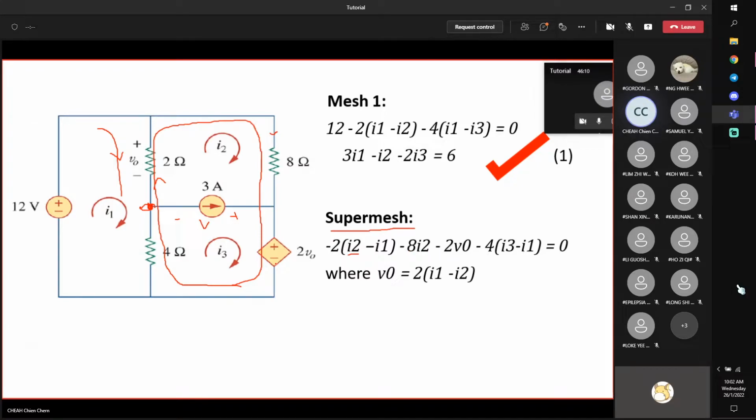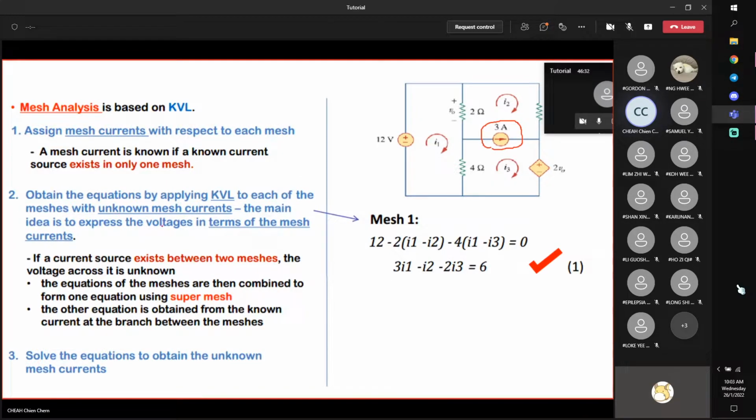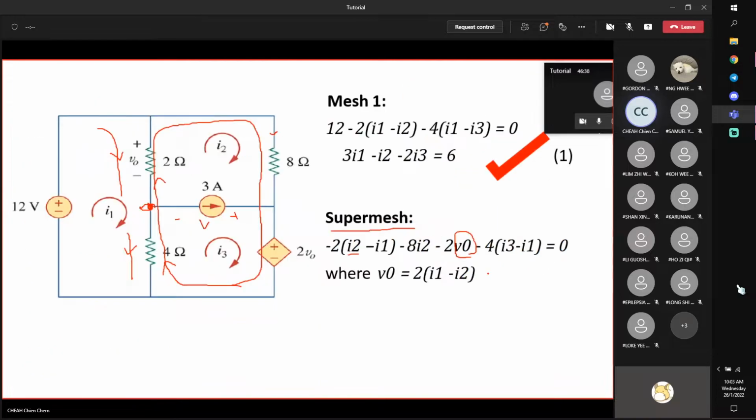And over here, there's a drop, right? Positive to negative drop of 2V0. Finally, when you come to here, I3 is upwards, I1 is downwards. So I3 minus I1, because I'm going this direction, equal to 0. But here you have a slight problem because this is V0, and I need to express everything in terms of the mesh current, because I want to get the equation in terms of I1, I2, I3 only.